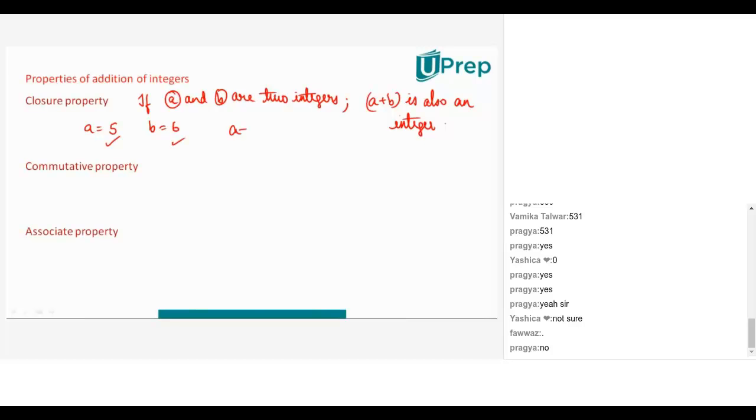Let me take another example. If A equal to 7 and B equal to minus 3. 7 is an integer, minus 3 is an integer. What would A plus B be? 7 minus 3, it's plus 4. 4 is also an integer. Are you guys following? This is what the closure property tells us. Is the example clear? You can take any two integers. When you add them, the result is also going to be an integer. Are we clear with the first property?